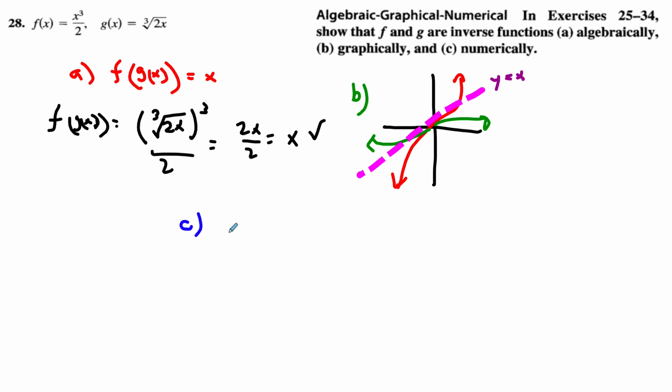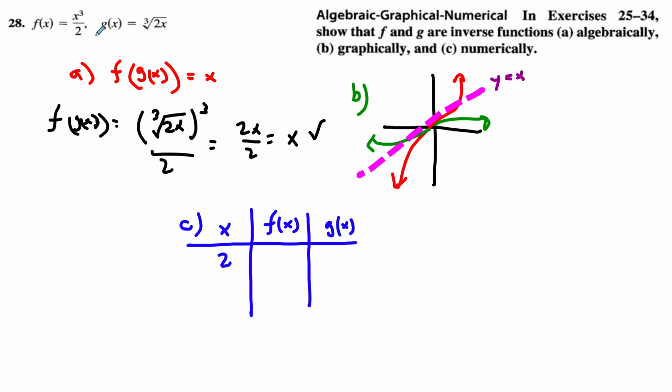And C, numerically. Now, this is a little bit trickier. So what we need to do is show that if we do f of x and then we do g of x, we get x right back, which means we need to have an x to start with. Now I'm going to do this by actually picking a value. I'm going to say 2 because I happen to know that when I plug 2 in here, I get 2 cubed, which is 8 over 2, which is 4, right? So the input is 2, the output is 4.